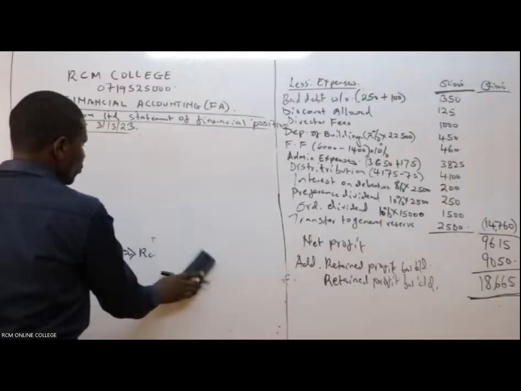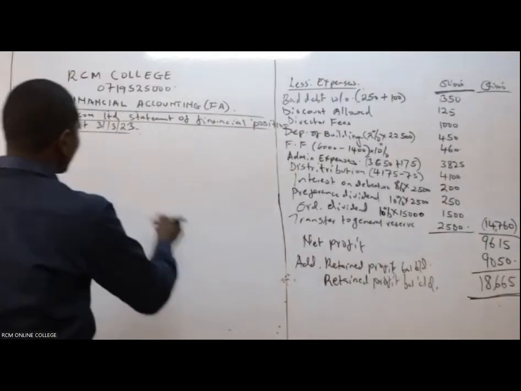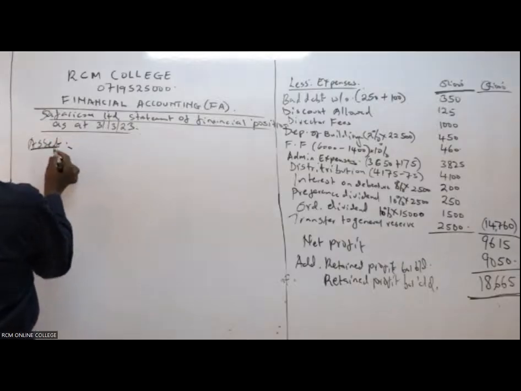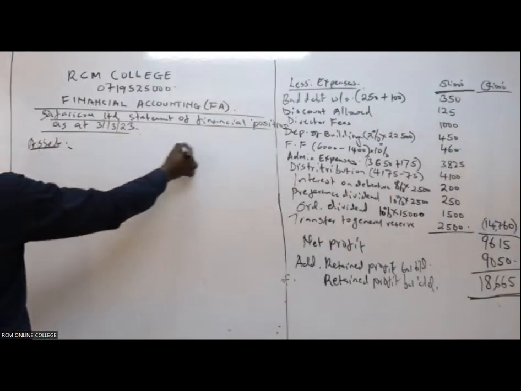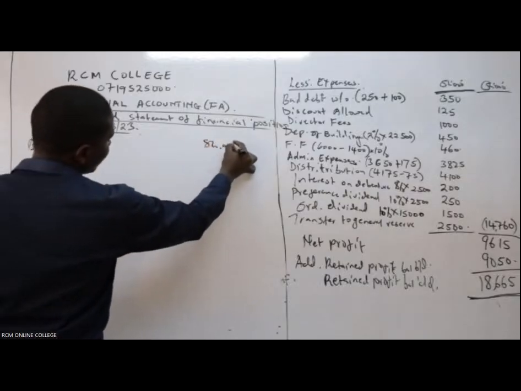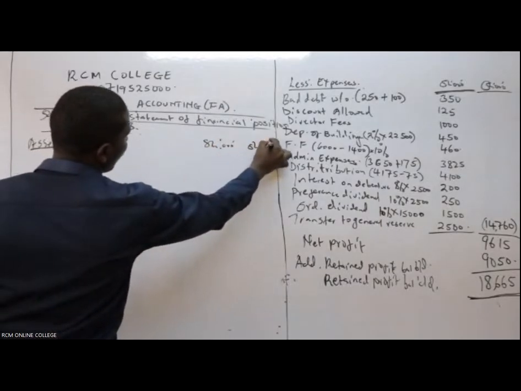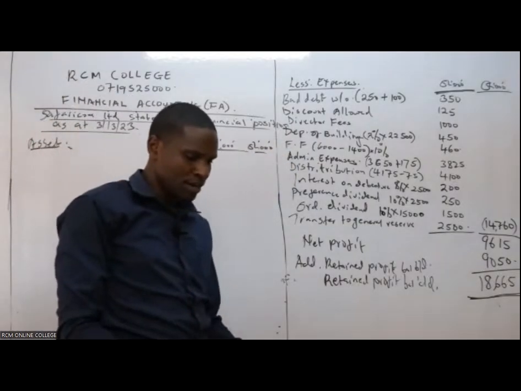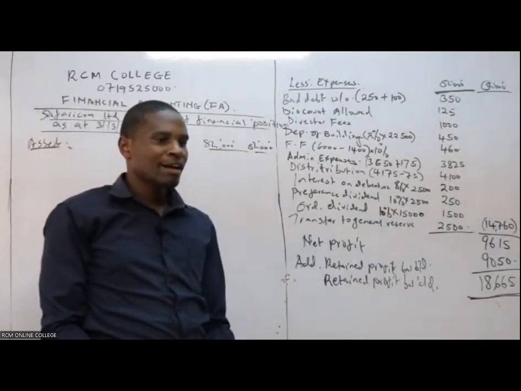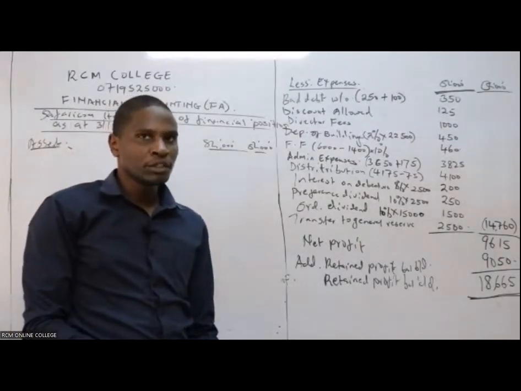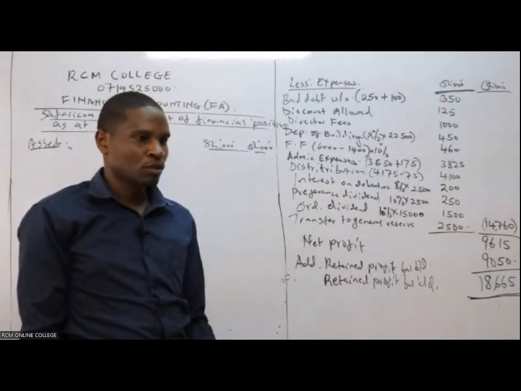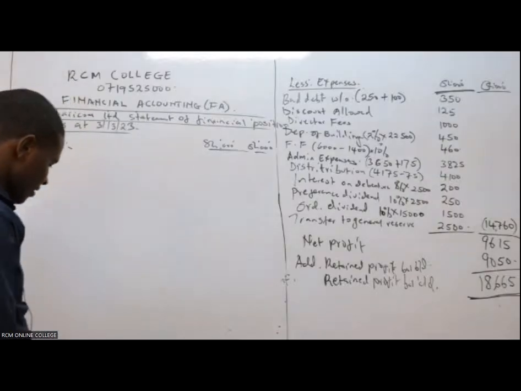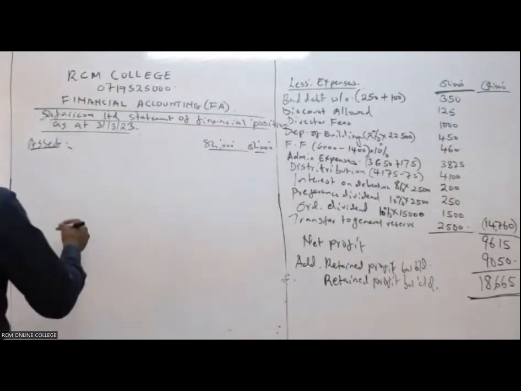So in this case, we start with the assets. If you are good enough, you can give me the non-current assets that we have. Can you mention for me some of the non-current assets? If I look at my question very well, I remember I had been given building, then furniture and fitting. Those are the assets that I had. And then I have investment at fair value.